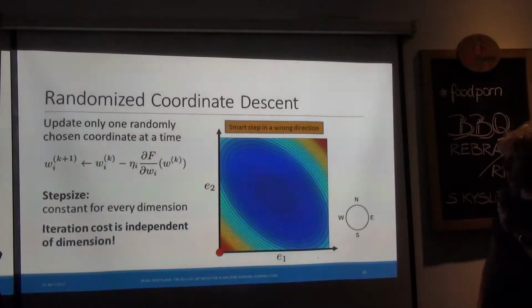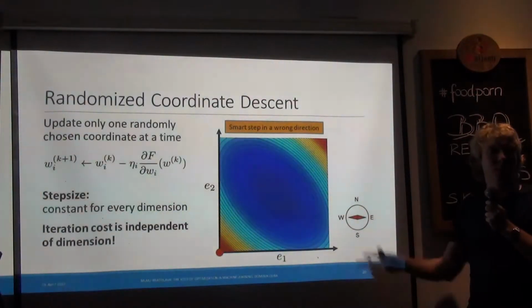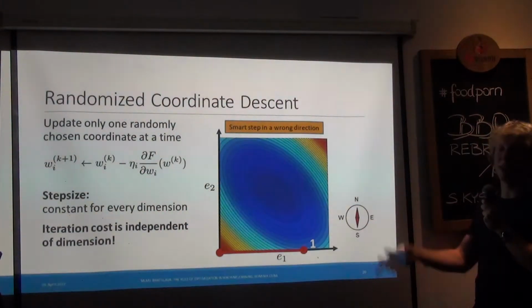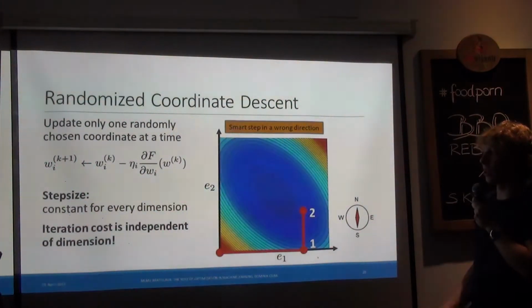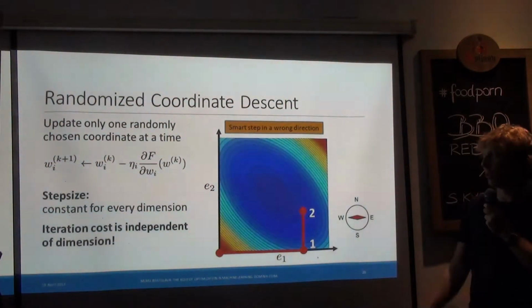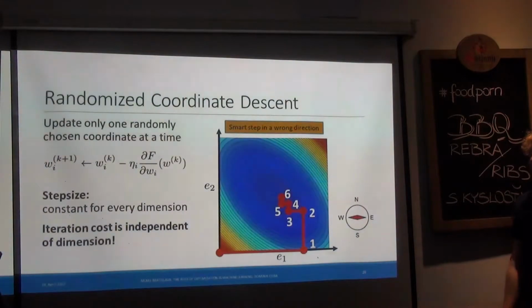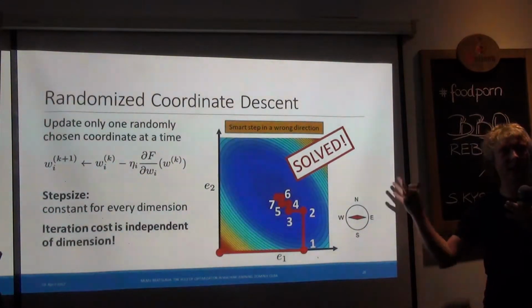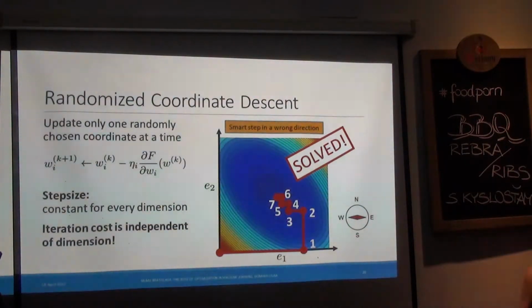So, back on this picture, we throw a coin, decide on a direction, and go in that direction. Throw a coin, oh, the other way around, good. So now we are going to the minimum along this direction. This is the minimal contour. And again, and again, and again, and it's solved. That's it.